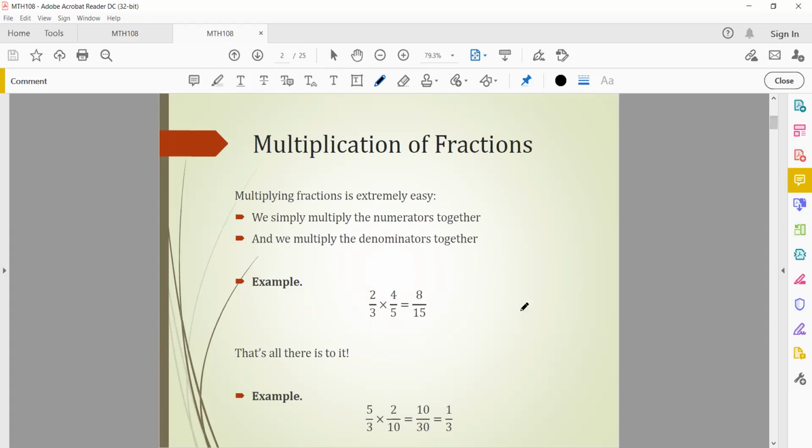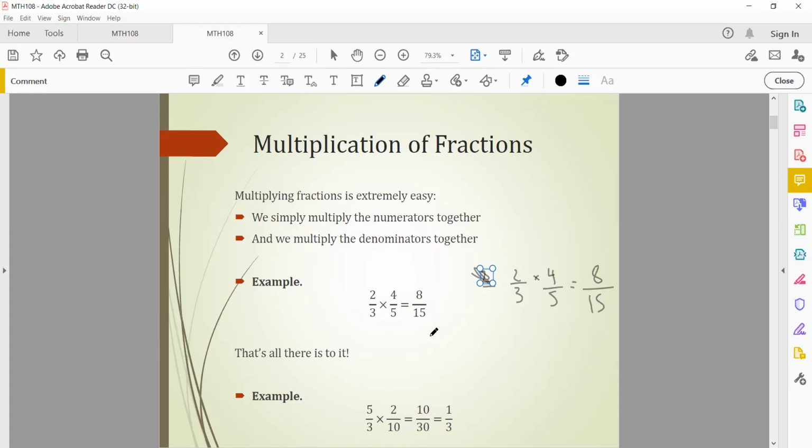So let's do this one. 2 over 3 times 4 over 5. So top numbers, 2 times 4 is 8. 3 times 5 is 15. Bam, 8 over 15, done. Reduce your answer if you can. This one is not reducible because 8, you could take out a 4 or a 2, and 15, you can only take out a 3 or a 5. So they don't have any common factors.